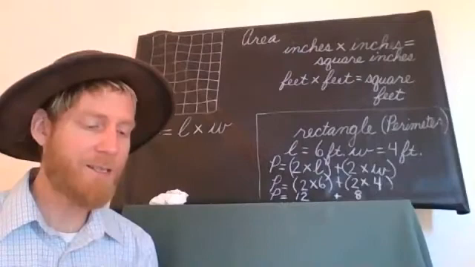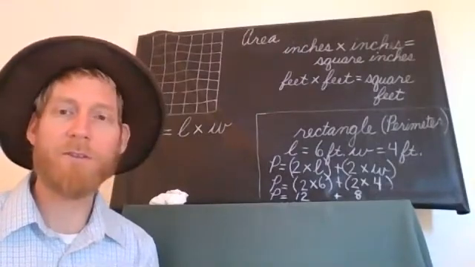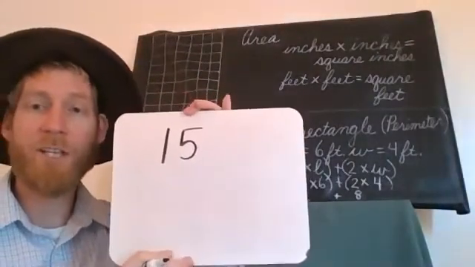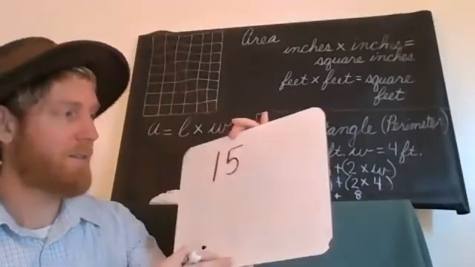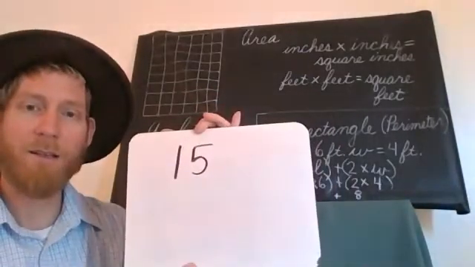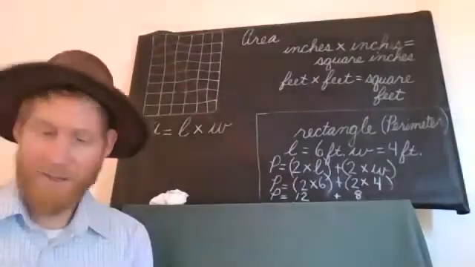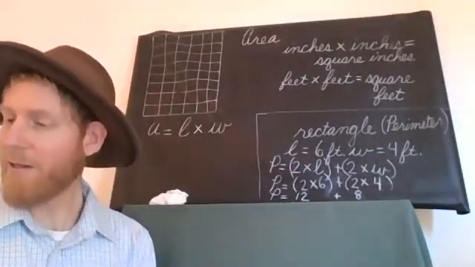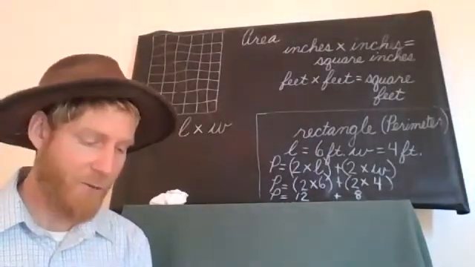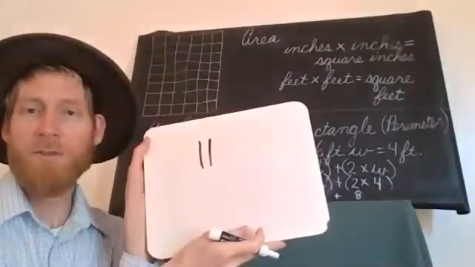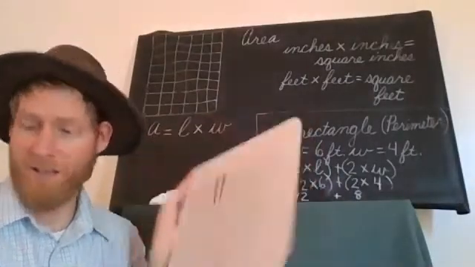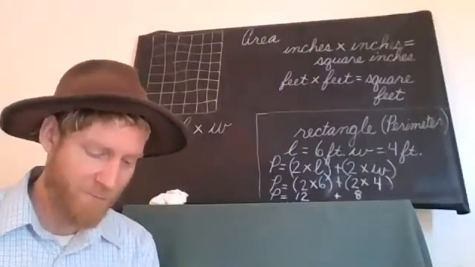9 plus 6 equals. Did you write 15? 15? I hope you did. 8 plus 3. Do it before I do. 11. Did you beat me? I hope so.